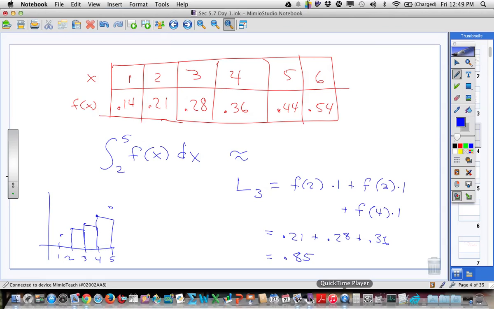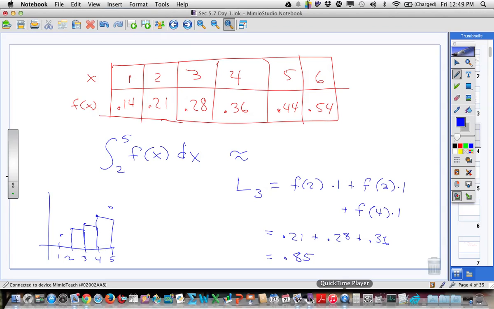So we go up to there and go across. So that rectangle would have a height of 0.21. And the next one, 0.28. And the next one, 0.36. And we would not use the 0.44. The 5, where we end, that's the right edge. It'd look like this, f of 2, f of 3, f of 4, each times 1.